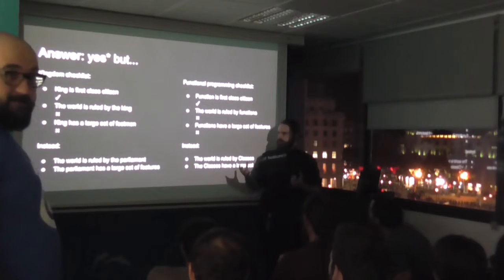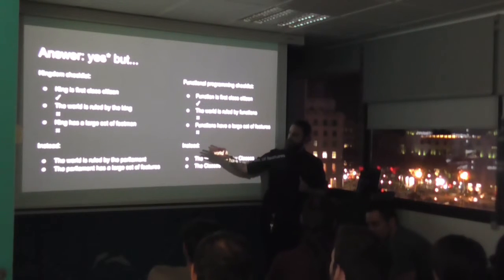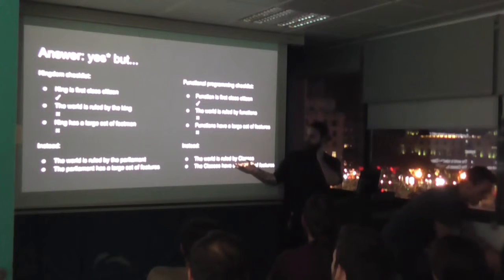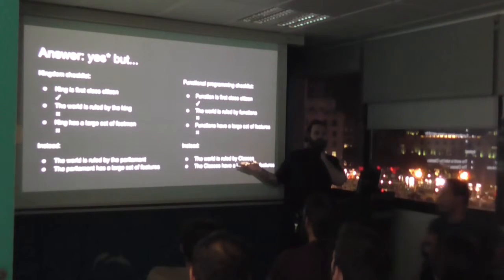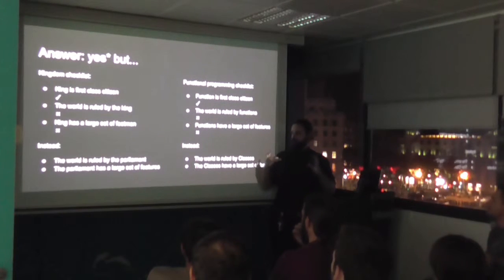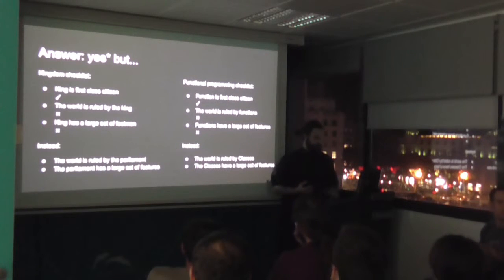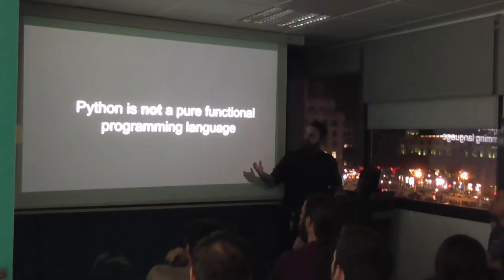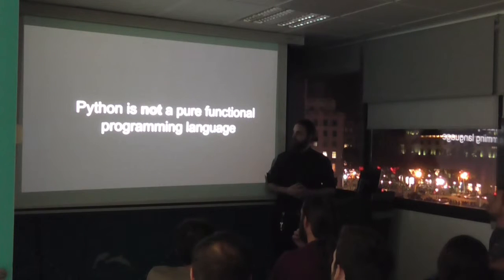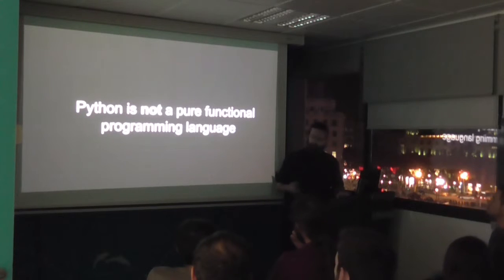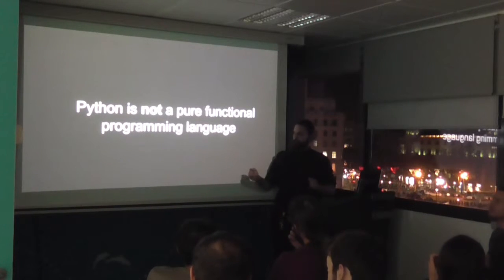What do we have instead of this? In the case of a kingdom, the world is ruled by the parliament. And in Python, the world is ruled by classes and objects. And the same for the features. We have a large amount of features for classes, but not for functions. So we can conclude that Python is not a pure functional programming language. And this word "pure" is important because it defines what we are talking about.